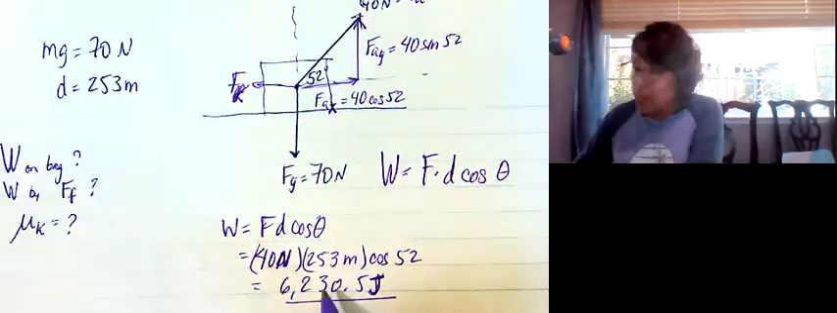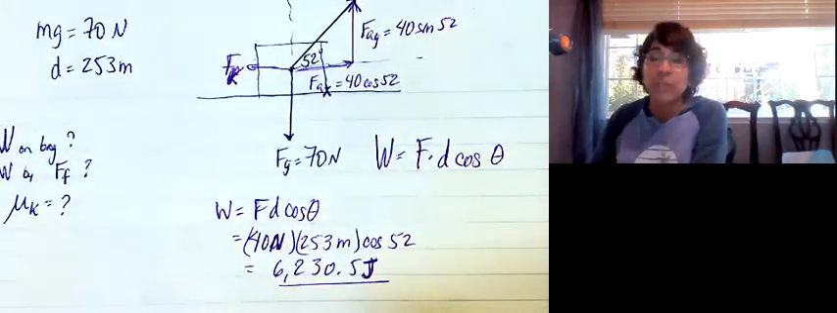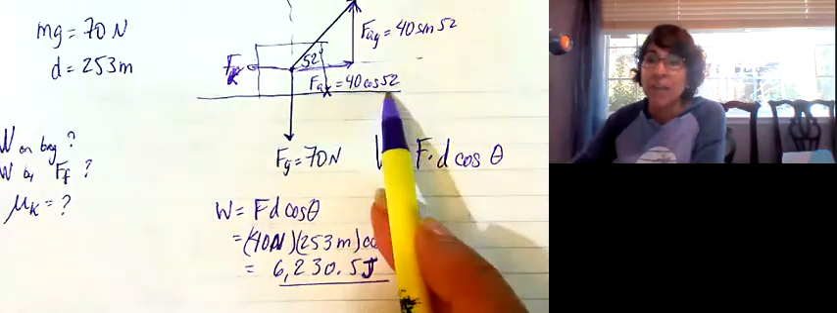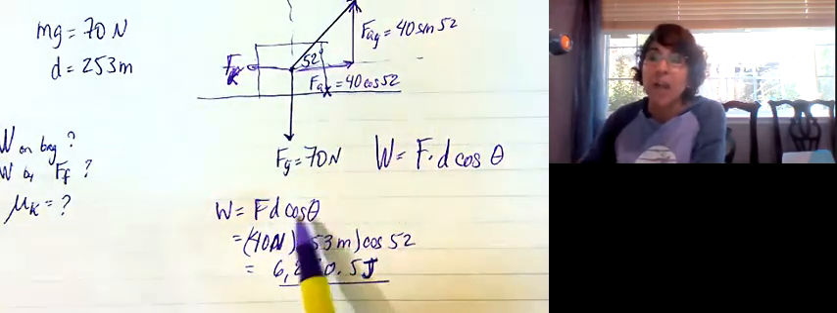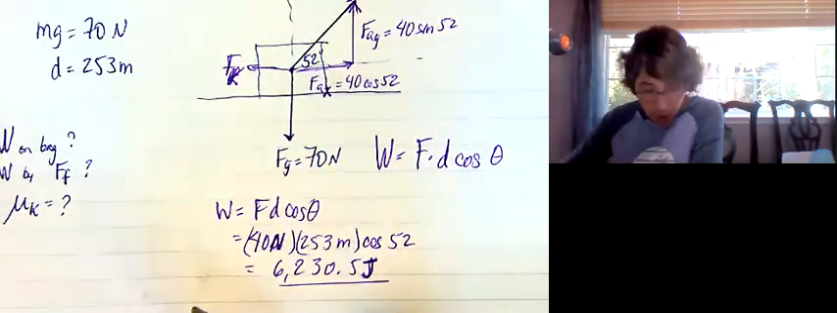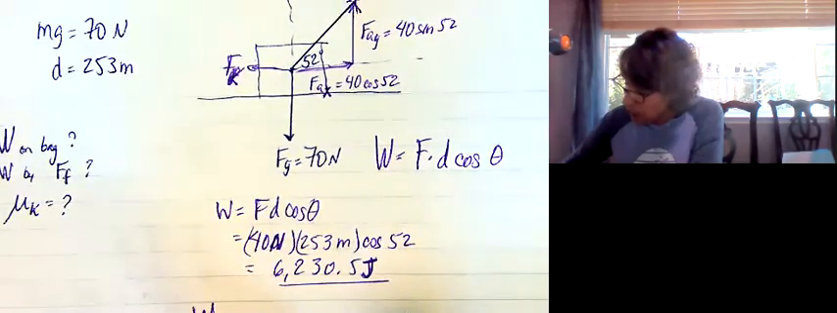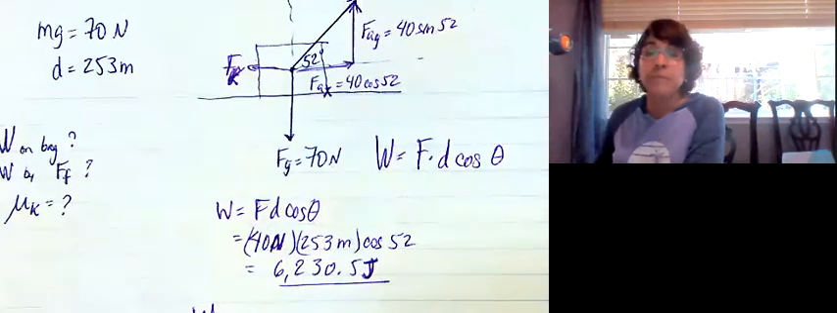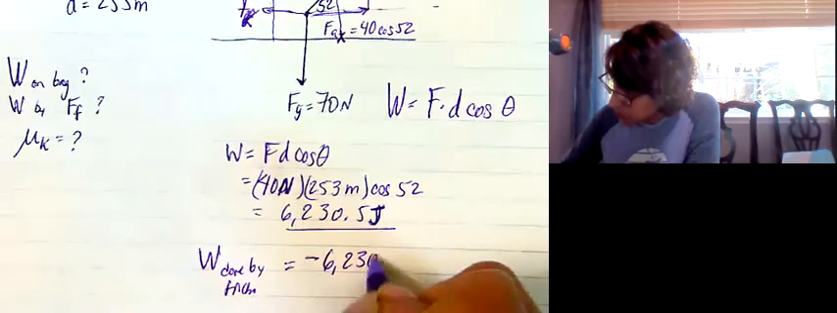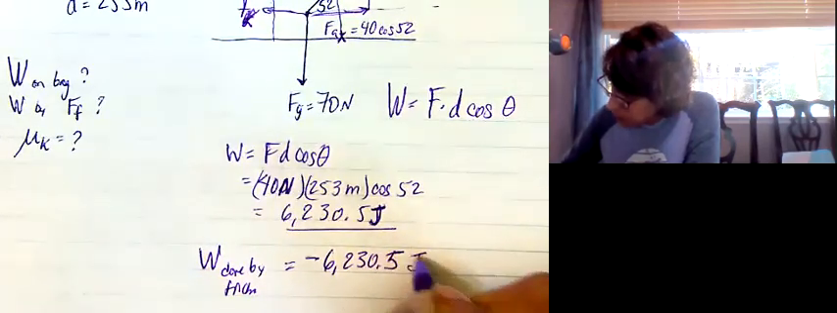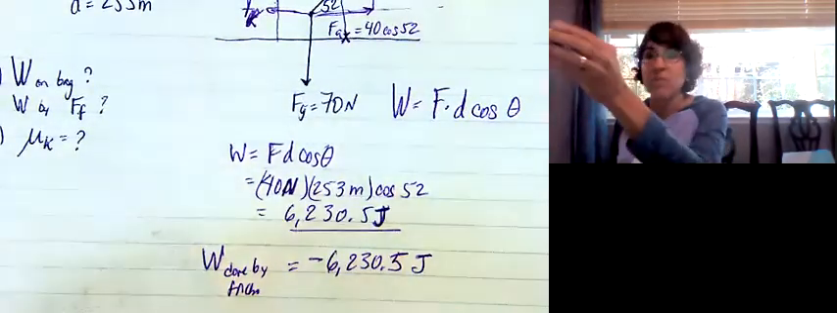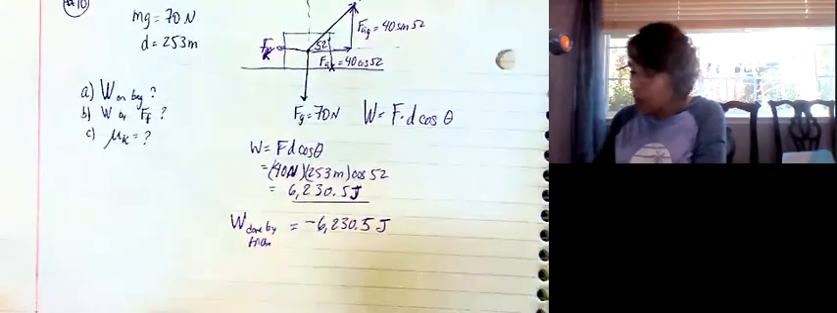All right, so therefore the work is going to be the same. It's just in the other direction. The magnitude of the force is the same as F_Ax, but it's in the other direction. So it's 40 cosine 52, but in the negative direction. So the work done by the friction is opposite direction. It's just negative 6,230.5. You could have plugged it in, but you would have gotten the same thing. All right, so the last thing, I think I'm going to have to unzoom a little bit here. The last thing they want to know is mu k.